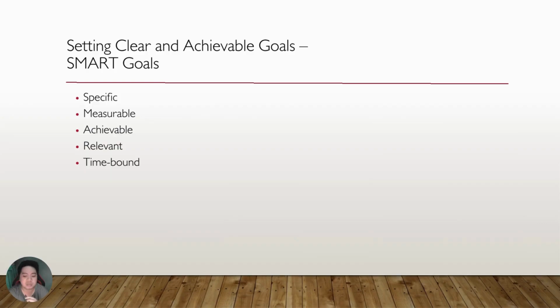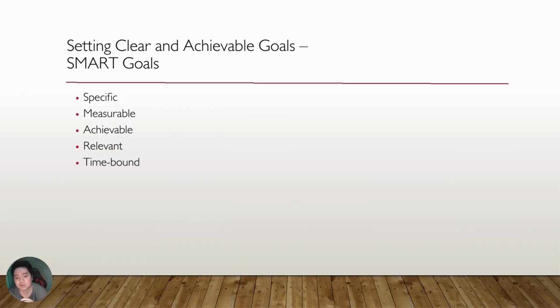Next is achievable. We need to set our goals to be realistic. We need to set realistic targets based on available resources and your employees' capabilities. Relevant. We need to align goals with the overall organizational objective, so you are focusing on that goal but staying relevant. And lastly, time-bound. We need to define deadlines for goal completion, and must be aware of how much time we'll be investing.